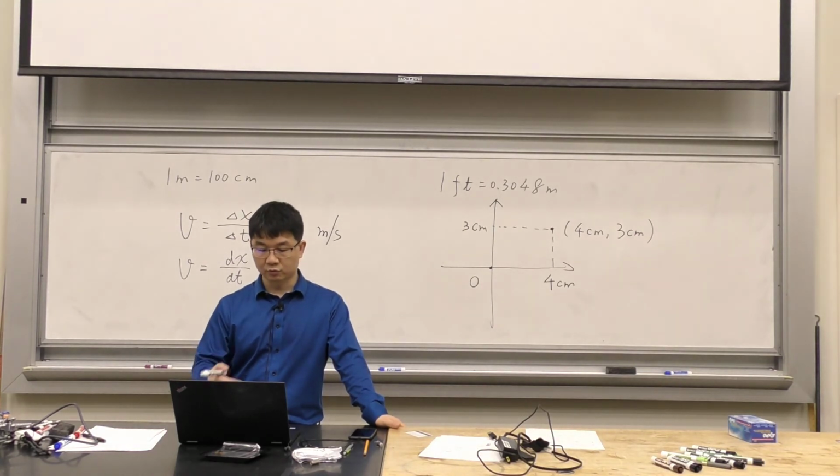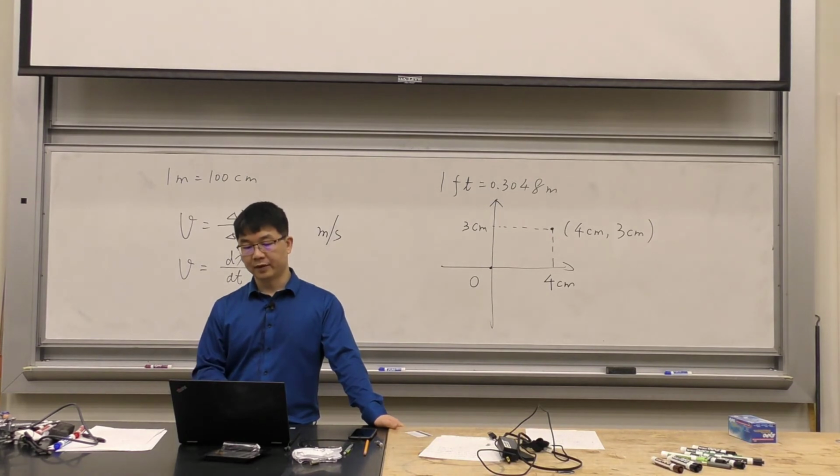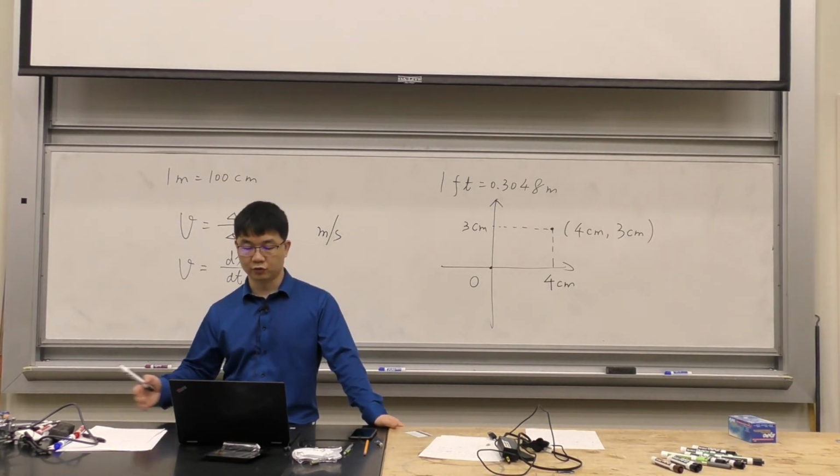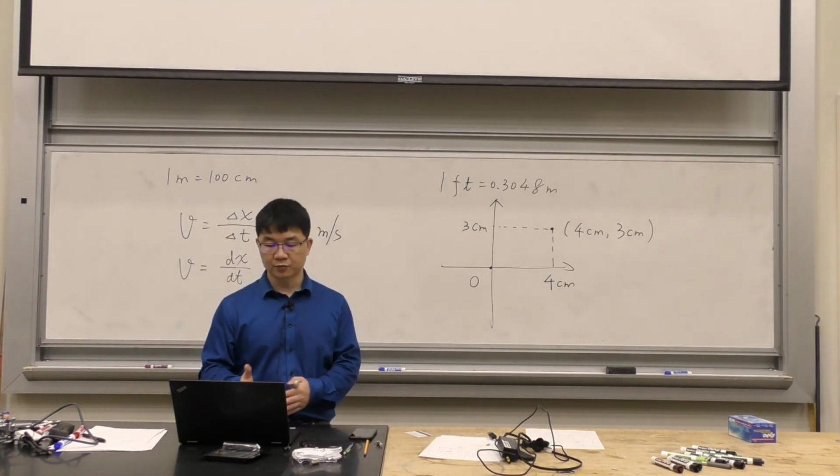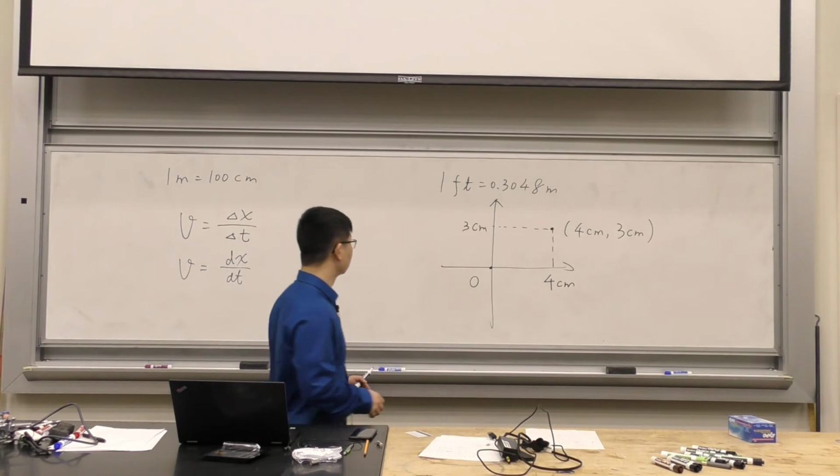So that's what I want you to practice now, okay? It's still unit conversion, but we are converting two different units to two other units. Say I want to convert 65 miles per hour to meters per second, okay?